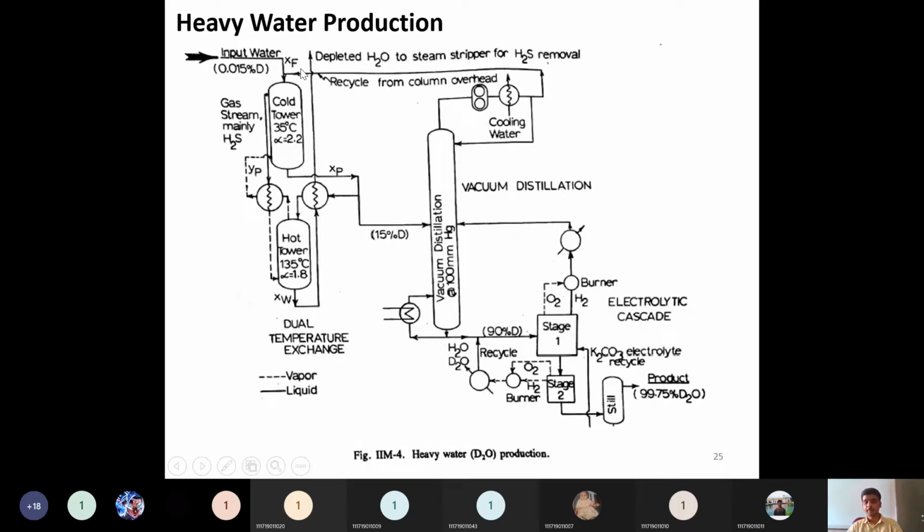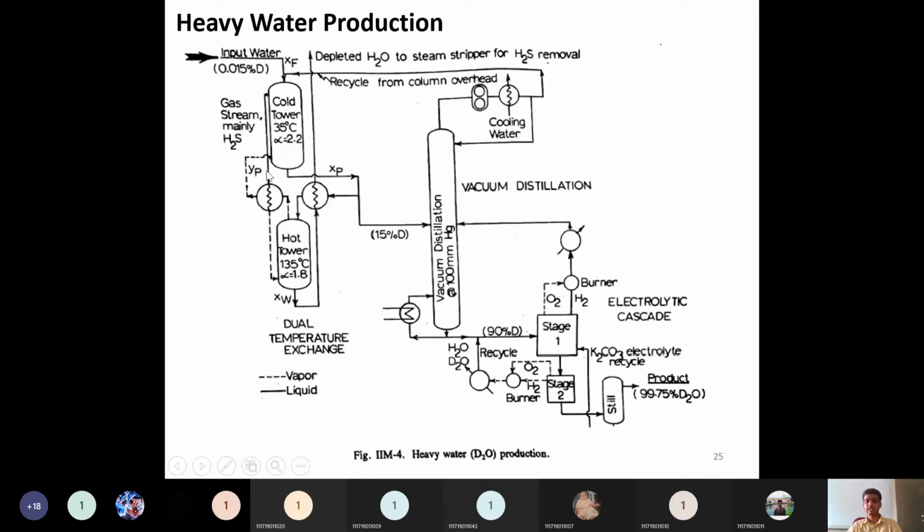Then the depleted water, meaning the water from which the deuterium has been separated, goes to the steam stripping for H2S removal. Whatever remaining H2S is there will be removed from the normal stripped-out water, or depleted water.